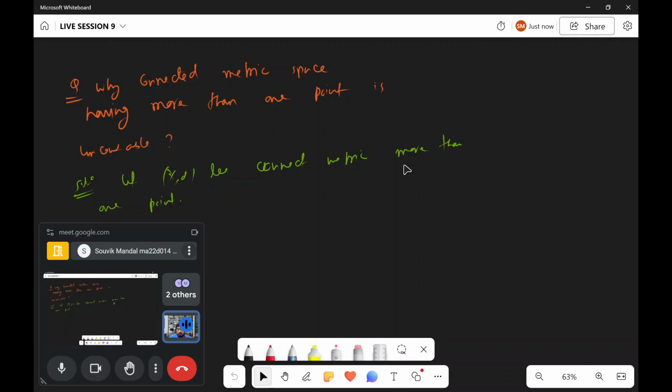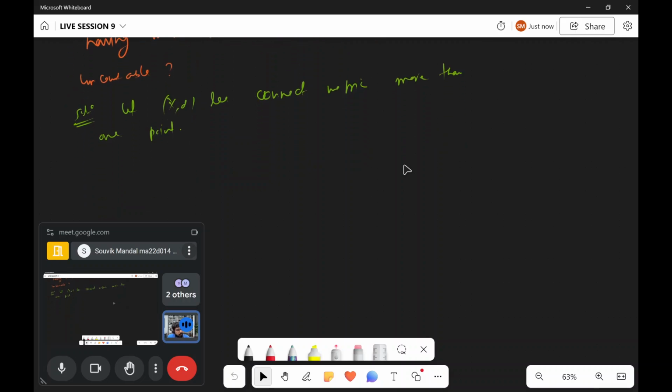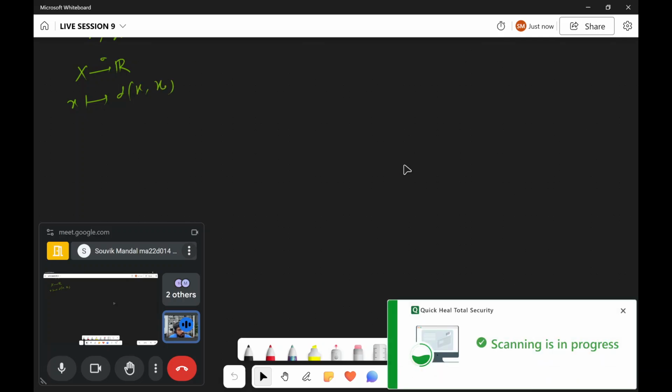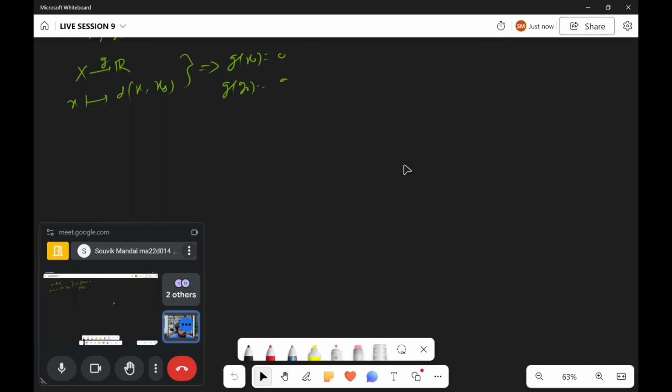Suppose it has 2 points, x naught and y naught belonging to X, of course x naught not equal to y naught. What we can make is a function from X to R, where each x goes to d of x comma x naught. Call this map g. So g of x naught equals 0 and g of y naught is equal to d of x naught y naught, which is not equal to 0.